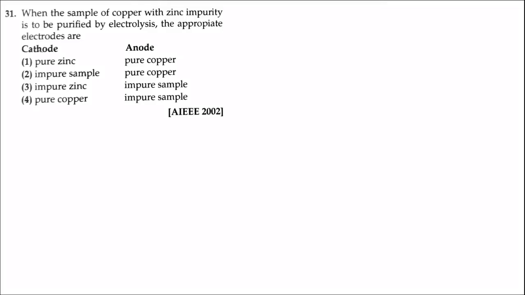Question: when a sample of copper with zinc impurity is to be purified by electrolysis, the appropriate electrodes are. This is just refining, making use of electrolysis. So the anode is made up of the impure metal. Copper with zinc impurity will be the anode, and the anode is thick, and the cathode is made up of pure metal, and the cathode is thin.